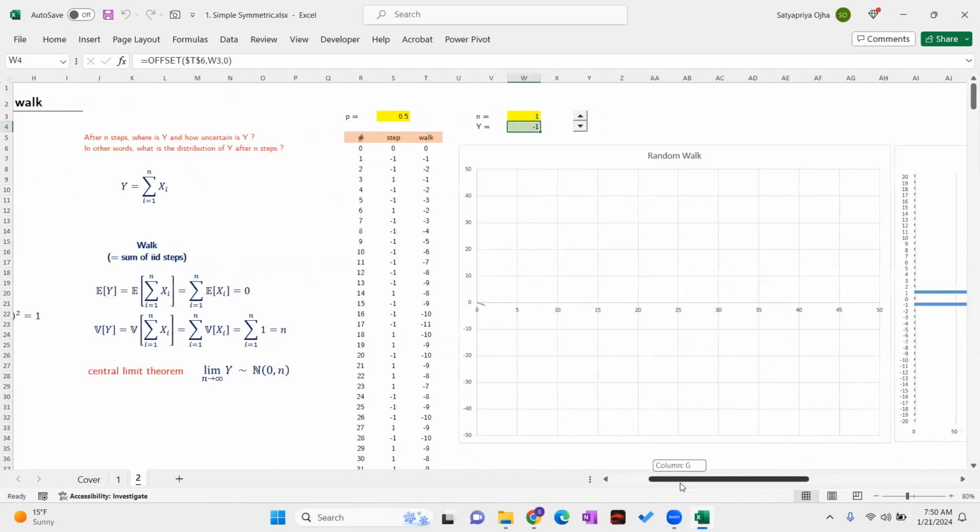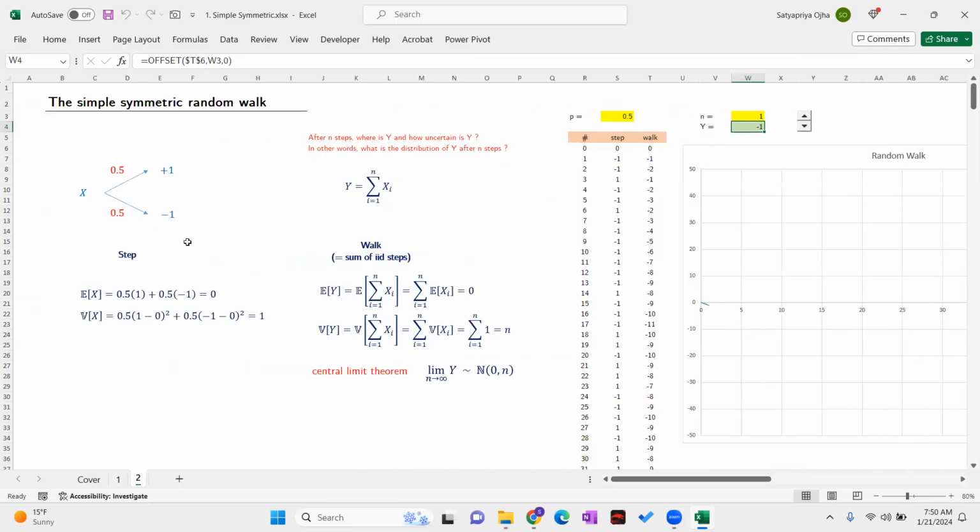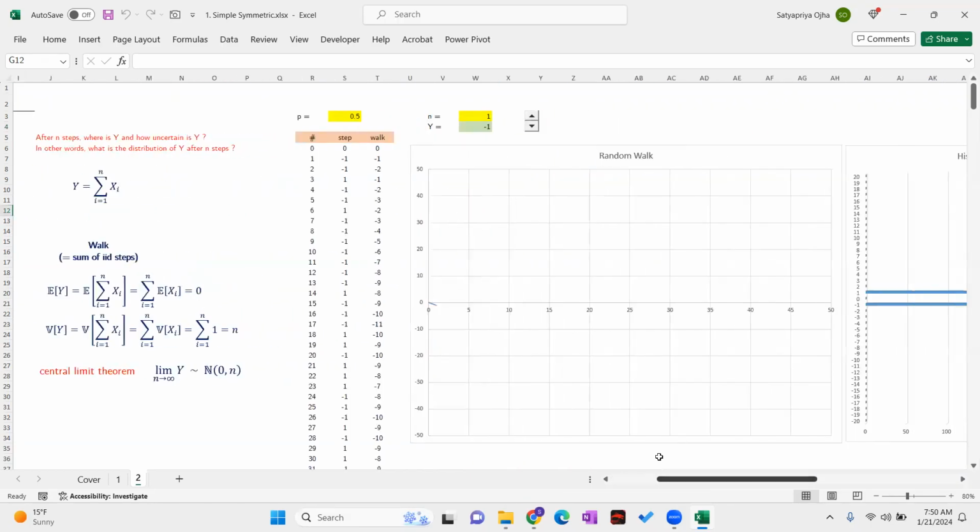One or -1. Exactly. If it is just one step, then this walk becomes that step. There are no other steps. It's just one step. Since the step has two values, +1 and -1, y can also have only two values. You can see here there is a very small arrow that shows the value of y after one step. Right now it is -1, correct?